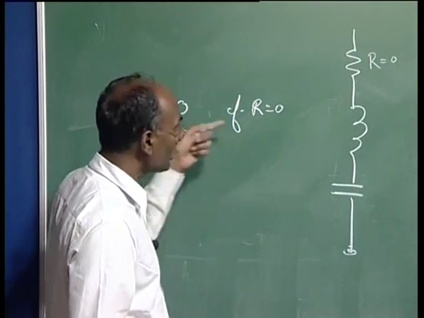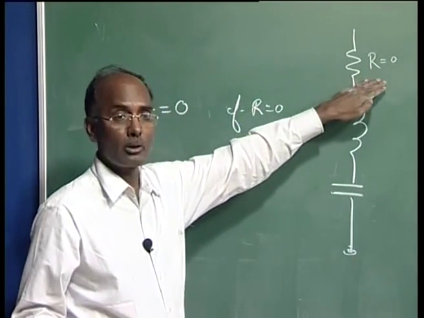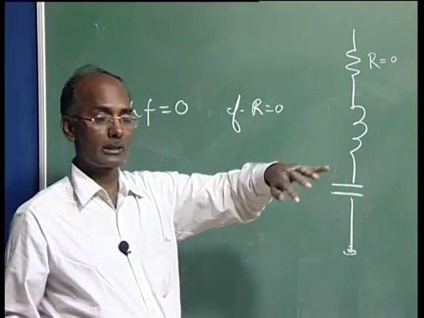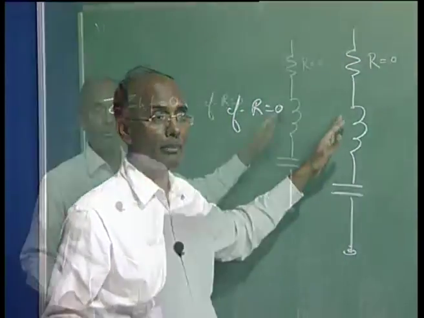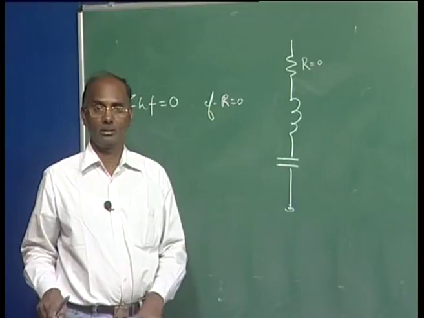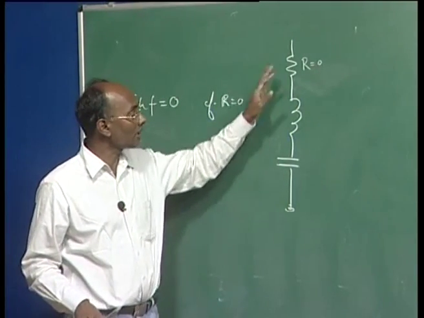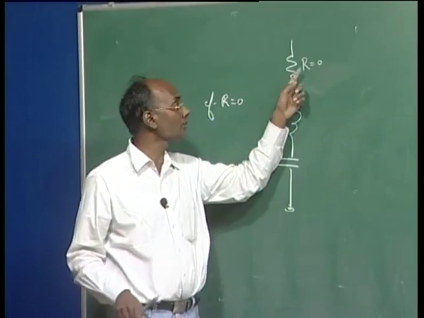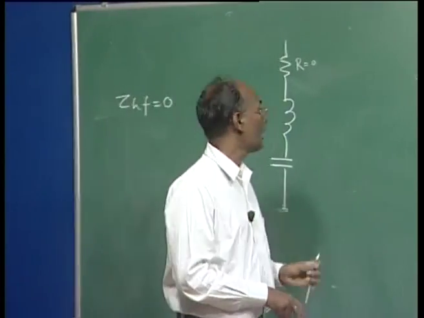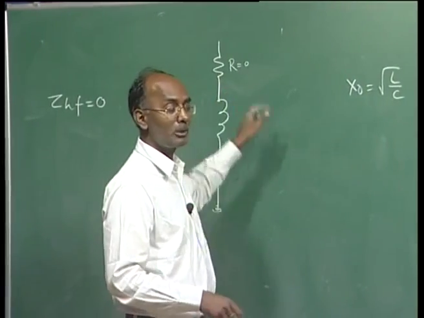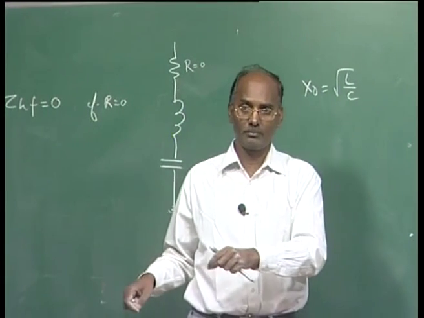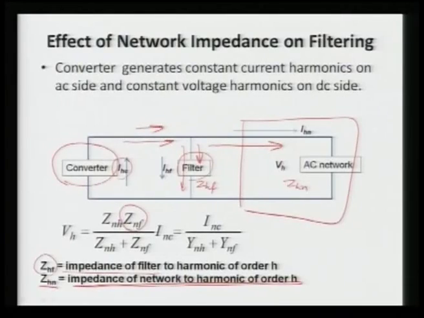So, this will be 0 if R is 0, but we never keep 0 because we want some energy of that harmonic component to be dissipated, and also some damping, otherwise there is some oscillation here. The sustained oscillation will be there, energy charge and discharge. So, that may create problems. So, we should have some resistance R here, and once you put R here, it may be comparable to your network impedance.